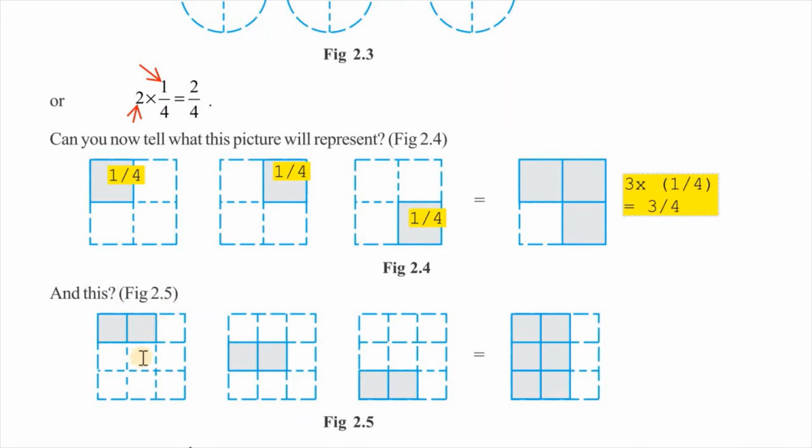You can try the next one. This is out of 9. This is 2 by 9, 2 by 9, 2 by 9, and this is going to give us 6 by 9.